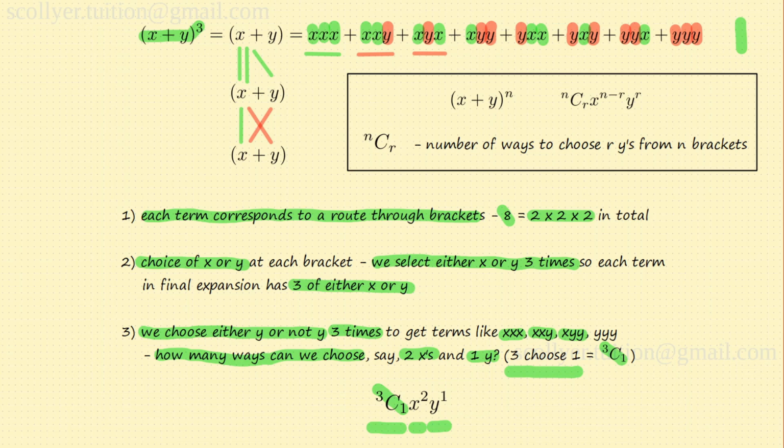Now in the general case, we're expanding x plus y to the power n, where n is some arbitrary positive integer. And the general term looks like nCr times x to the n minus r times y to the r. And the nCr, which will be read n choose r, is the number of ways to choose r y's from n brackets. And it is this quantity, nCr, for which we require a formula in terms of n and r.